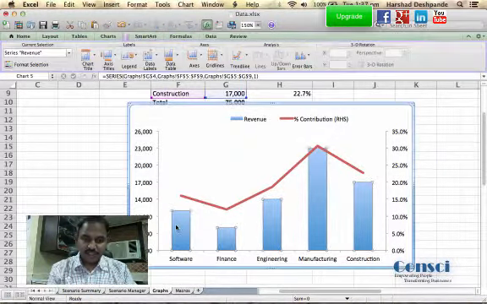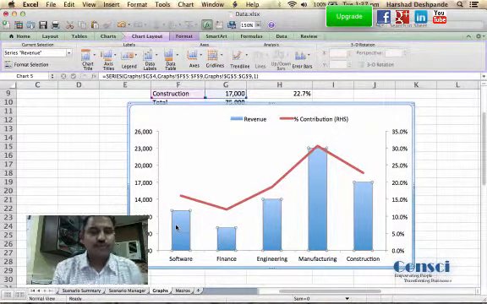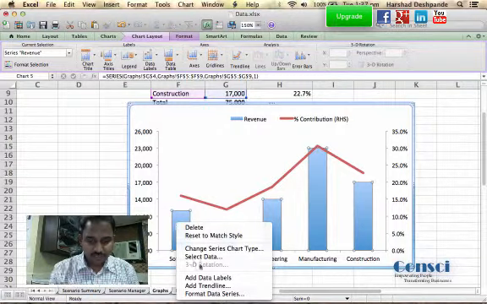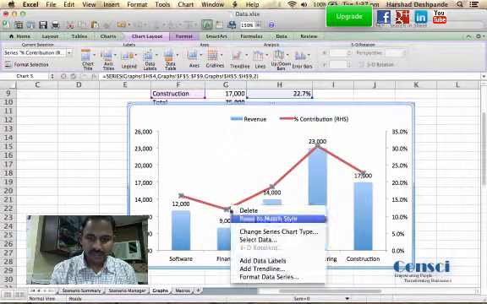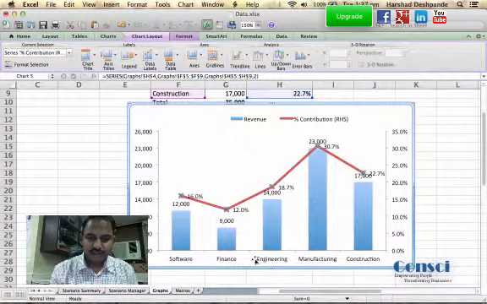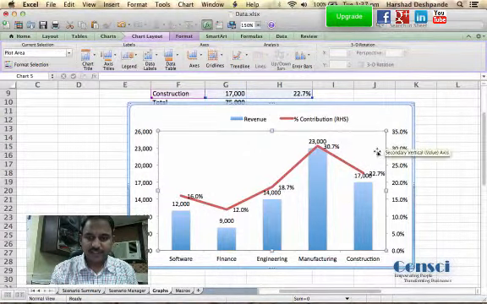Okay, now next is how can you give labels. Okay, most of you would know this. You can just right click on this chart and say add data labels. Right click, add data labels. Okay, so it's not very difficult, it's quite easy.